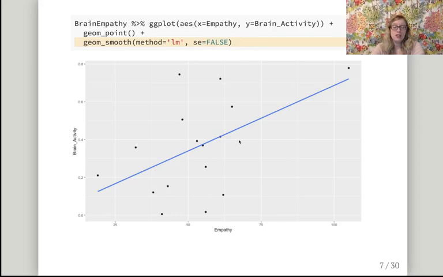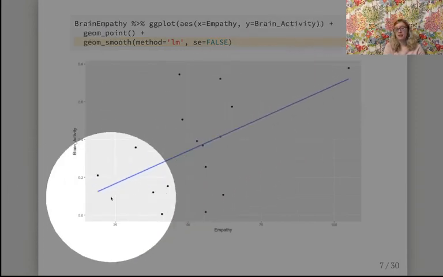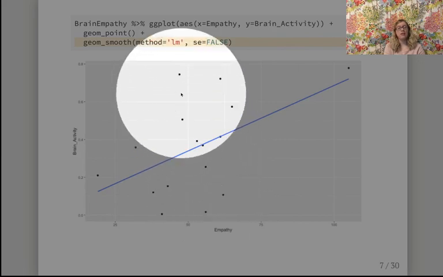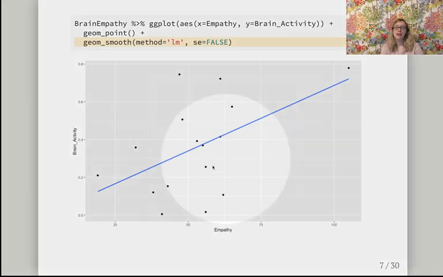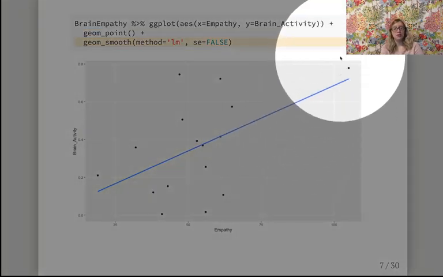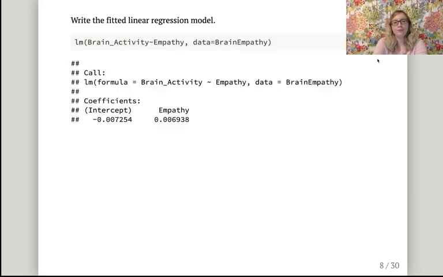So here's what this model looks like. In general, as empathy is increasing, so is brain activity. We do have a linear trend. There's some variability here. Points fall above the line, points fall below the line. There's also an outlier: someone with an extremely high empathy score compared to the rest of the observations. This outlier may cause us some problems later on. To get the fitted linear regression model, we can use the lm function in R. lm stands for linear model.